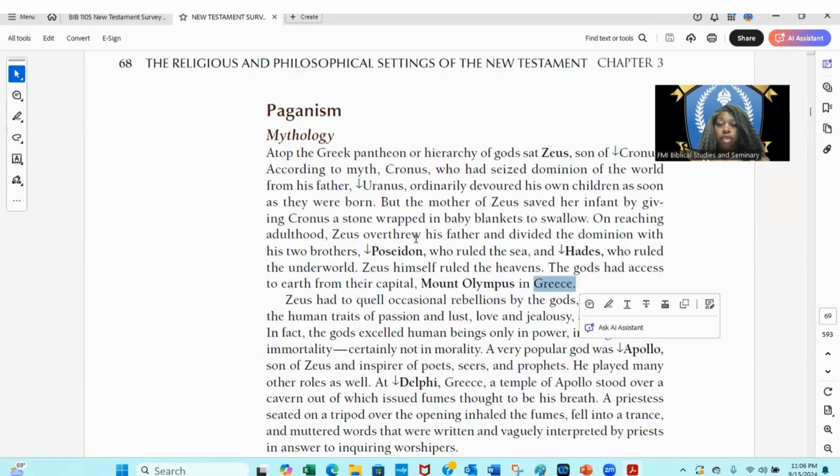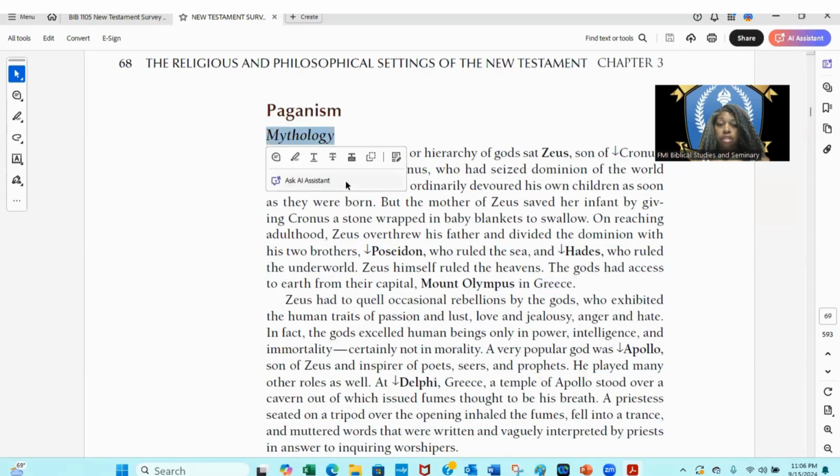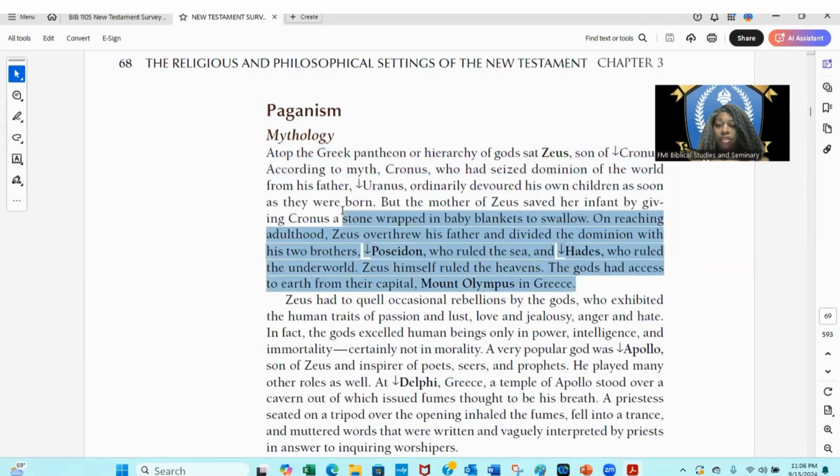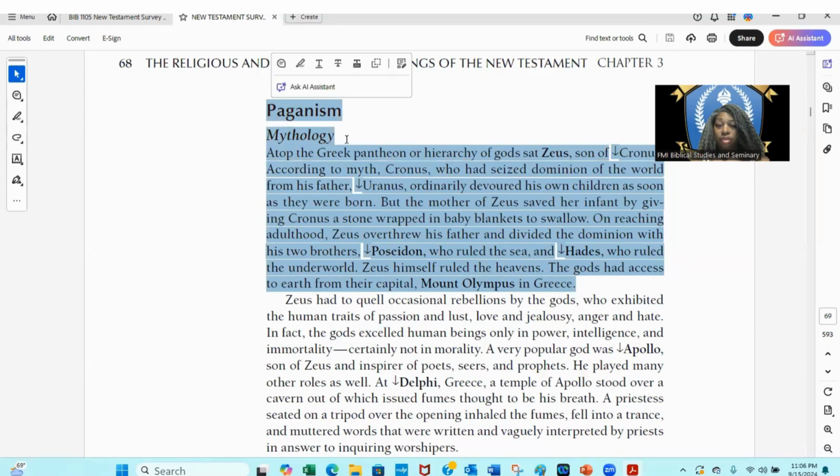So if we copy this story here, we can see that this is a story of Zeus. And we can see that in paganism Zeus was a Greek god. And it says that he had two brothers, and one of them was Hades, who ruled the underworld, right? That these gods had access to earth. That's what they want you to believe.